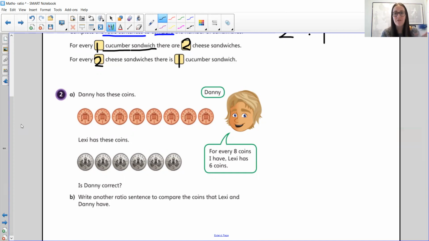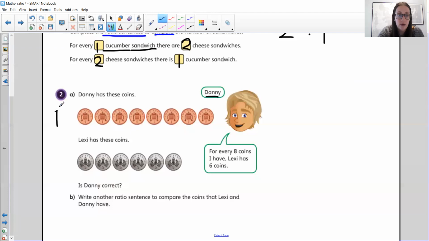Really noisy water bottle. Right, okay, let's have a go at this one then. So this one is a bit more of an explanation one. So Danny's got these coins and Lexi has got these coins. And Danny's saying, for every 8 coins I have, Lexi has 6. Is Danny correct? Okay, let's find out then.